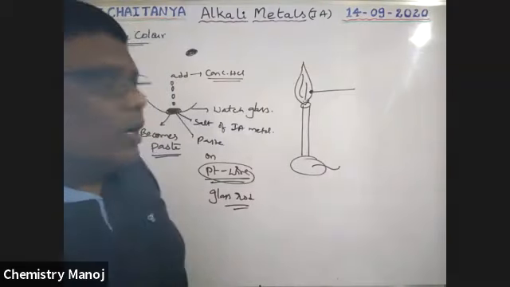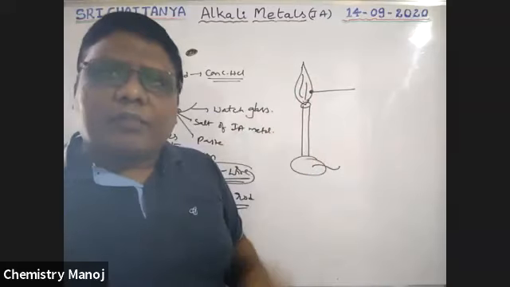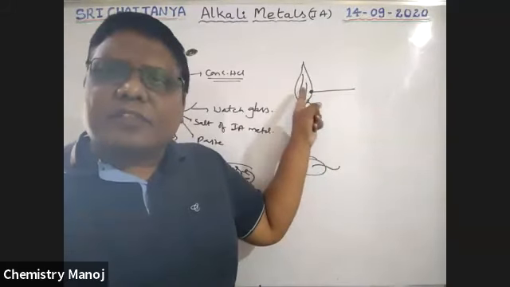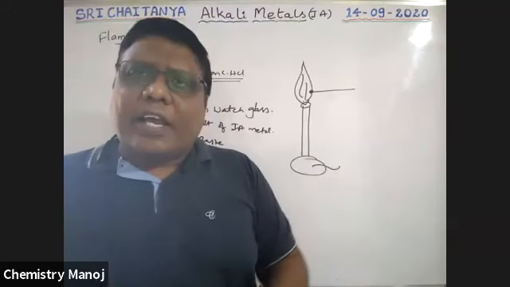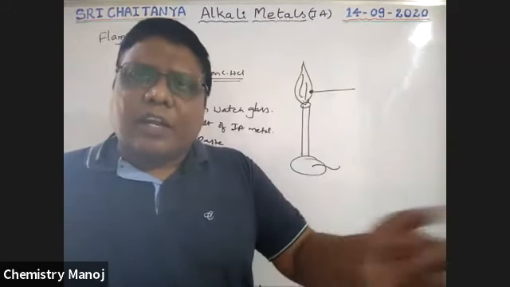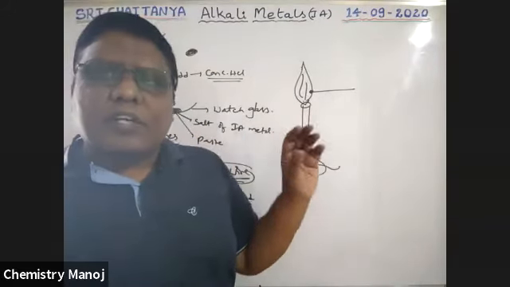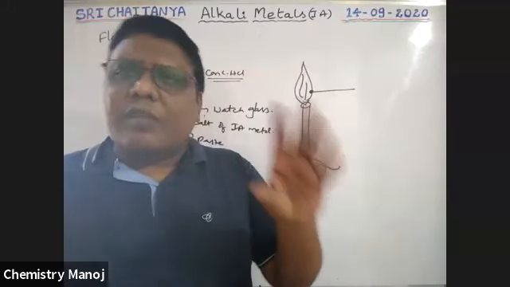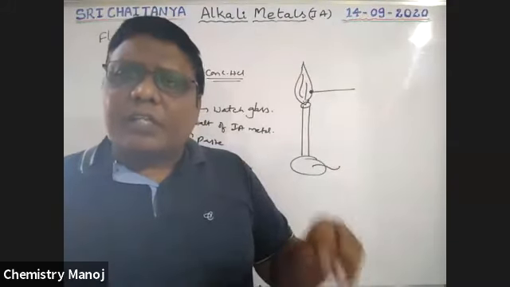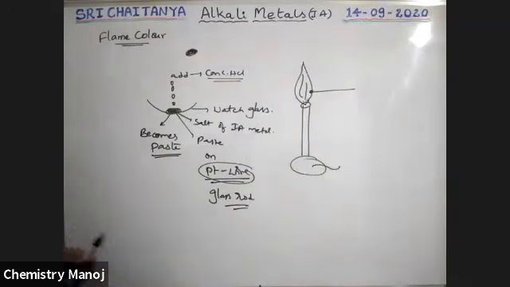Up to that point, the color of this flame is as usual blue. But when you introduce this paste into the flame, automatically the flame color changes. Different metal ions have different colors depending on their oxidizing power. Those colors are called flame colors. All alkali metals give flame colors. So what are the flame colors of these alkali metals? See here.